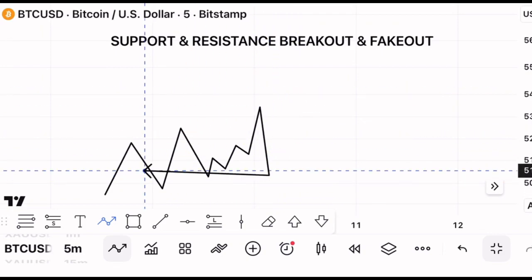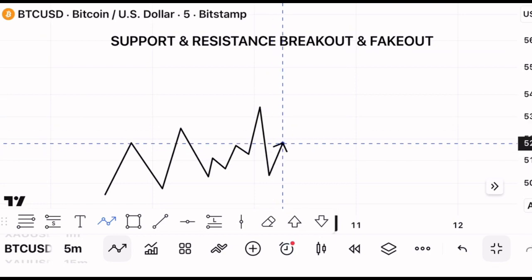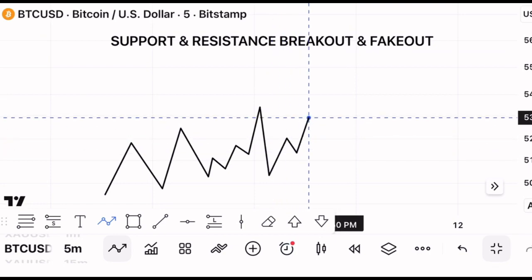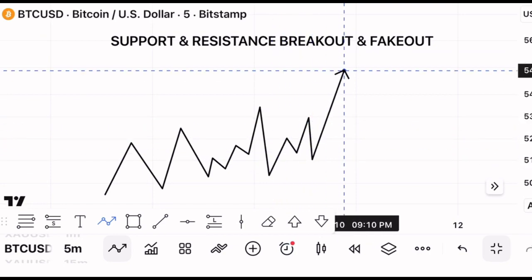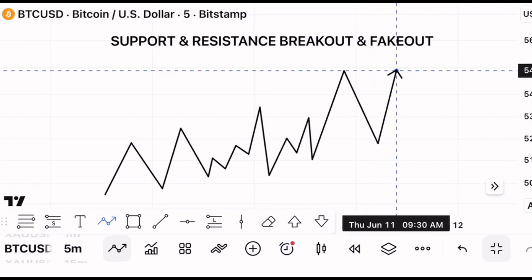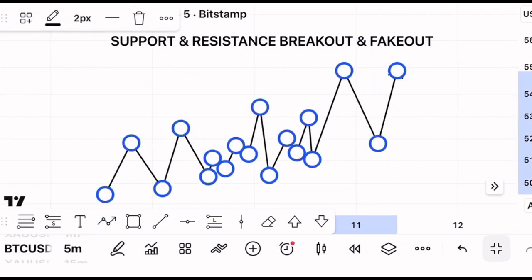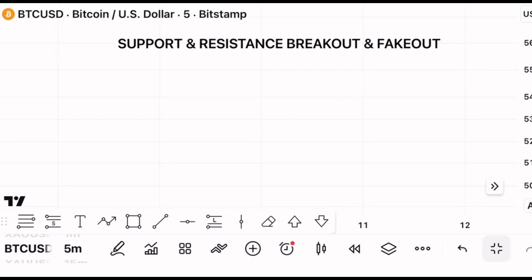Price does not move neatly like this, but moves in something like this. See it go up like this. That's how price moves on a real chart. Now let us explain what we mean by support and resistance, breakout and fake out.